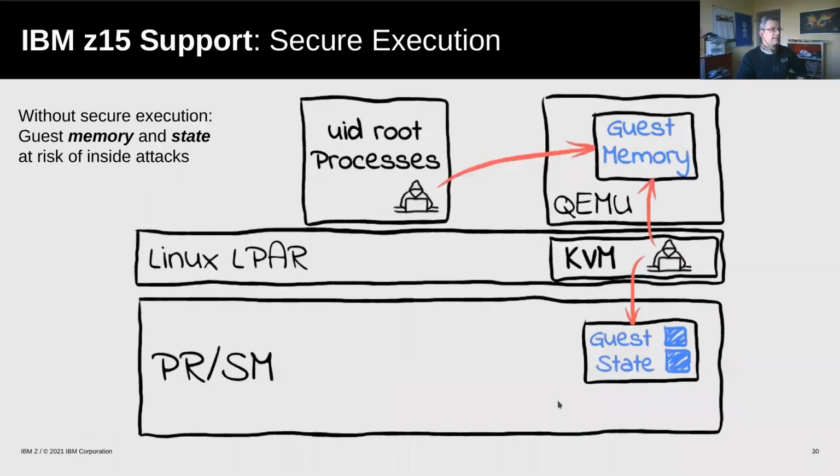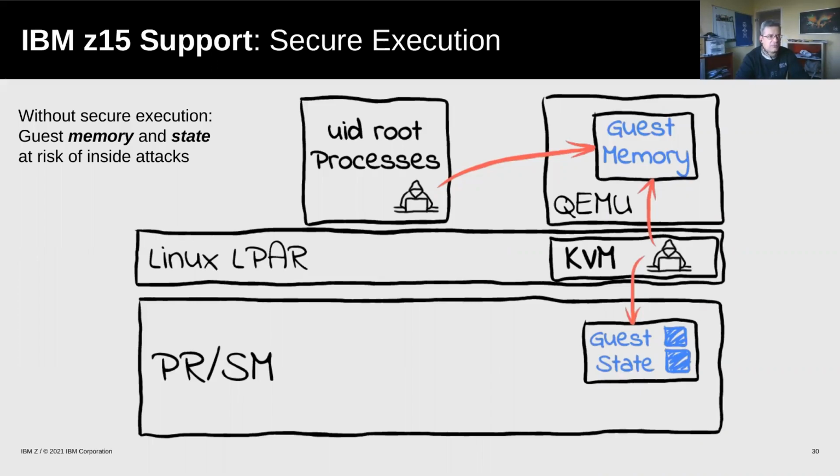Now let's take a look at actual new features for KVM, and our main feature here is really secure execution. Now, what does that do? Basically, when you're running a KVM guest, you're running your Linux LPAR on top of the Prism hypervisor. That's a hardware hypervisor in our machines. And the Linux LPAR, of course, runs a KVM kernel module, the QEMU user space process, which actually owns the guest memory or represents a guest to begin with.